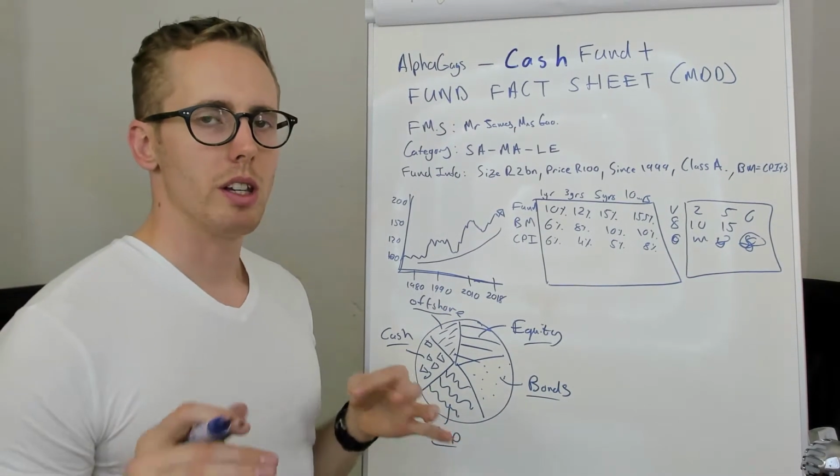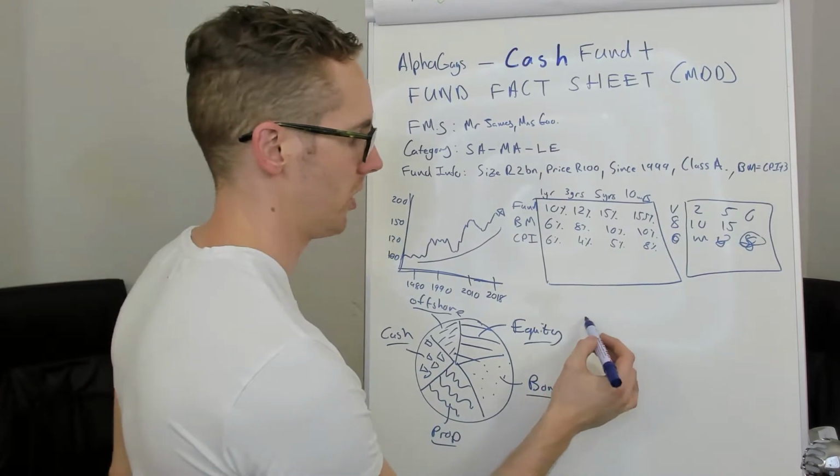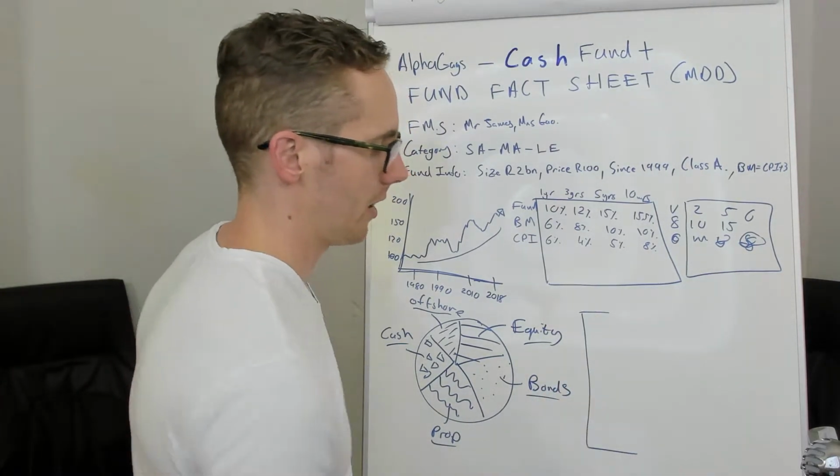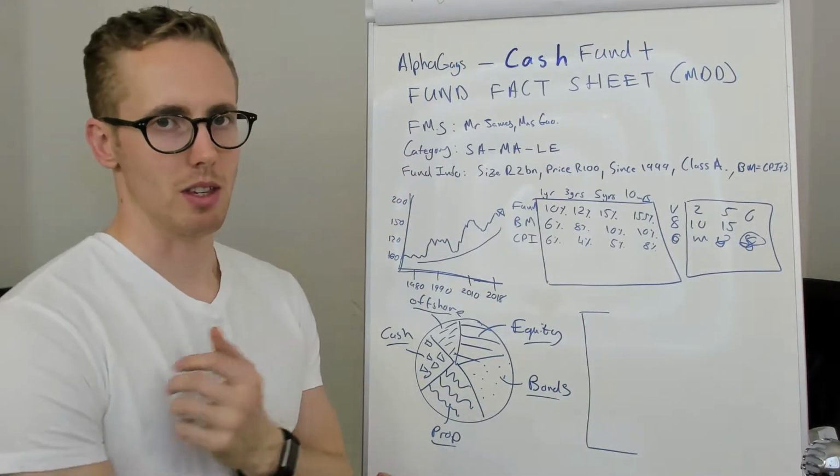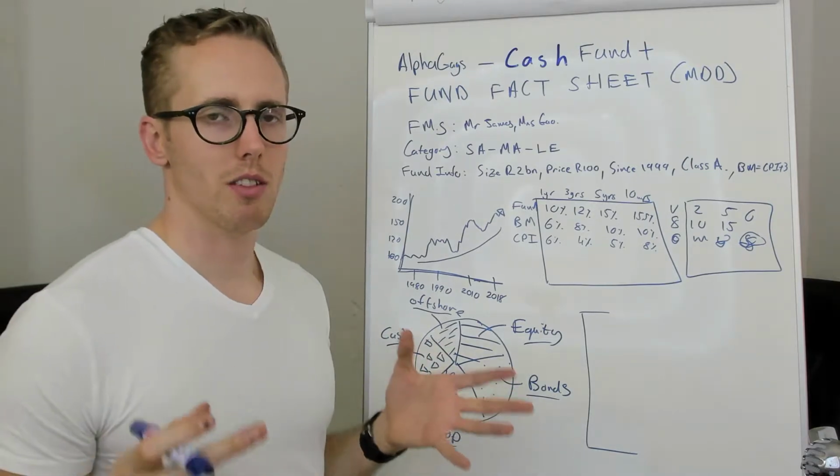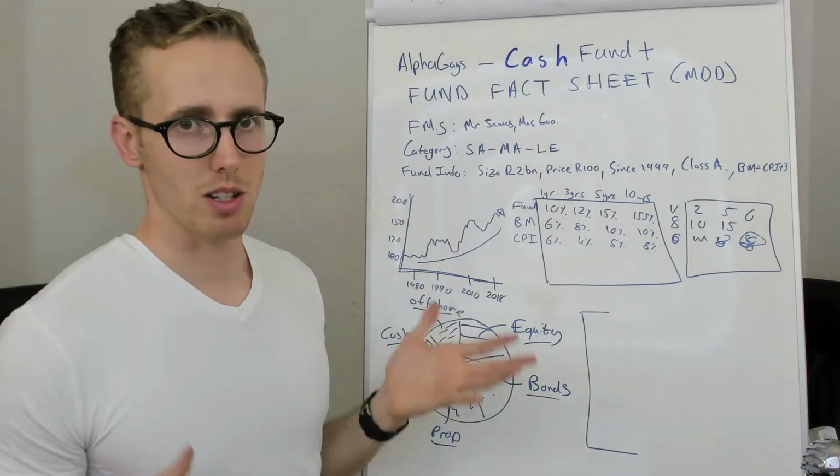Then what they might do is break down the equity component a little bit better and say, what are the top 10 equities that this fund holds, to give you an idea of the types of companies that these asset managers like to buy.